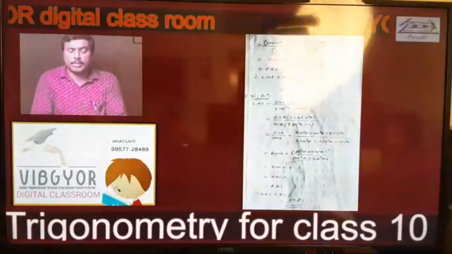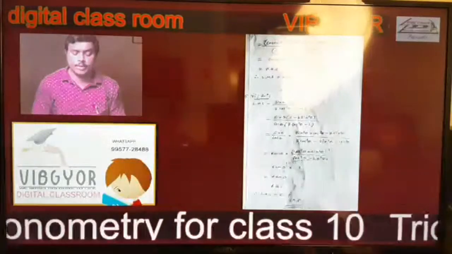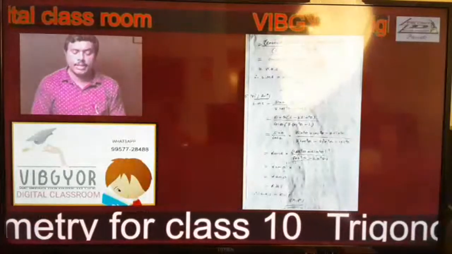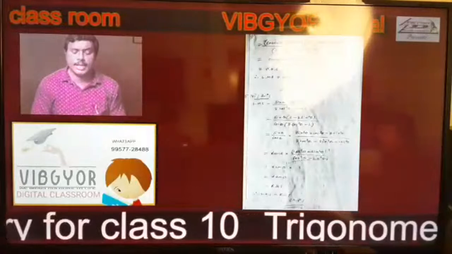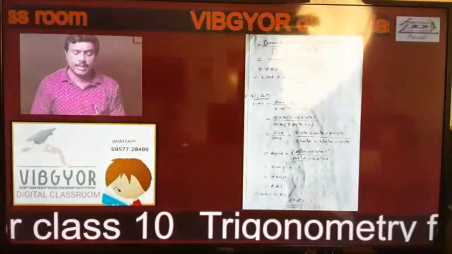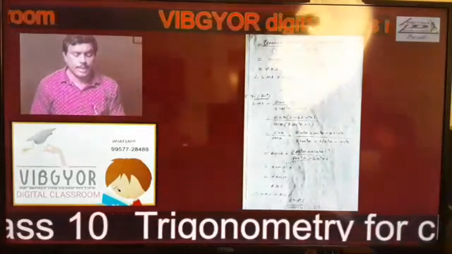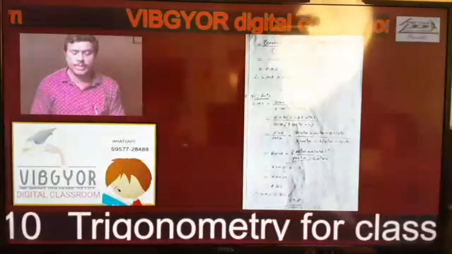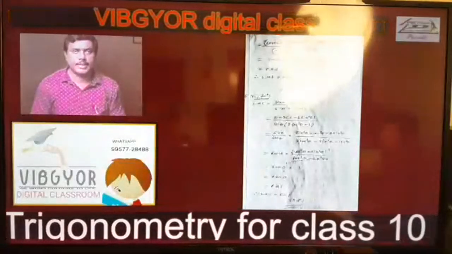Both numerator and denominator are the same, so we can cancel, and the result is 1. So tan theta into 1 is tan theta, and that is the right hand side of the identity. Therefore, left hand side is equal to right hand side.